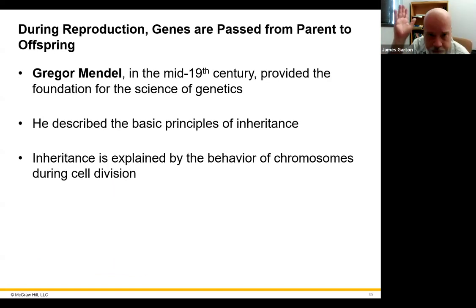Okay. During reproduction, genes get passed from one generation to the next. And, this is review, I hope. Gregor Mendel is called the father of genetics. He was working in the 1800s. He described a very, very basic pattern of inheritance. And it turns out that the patterns of inheritance that he elucidated can be explained by how the chromosomes behave during cell division.